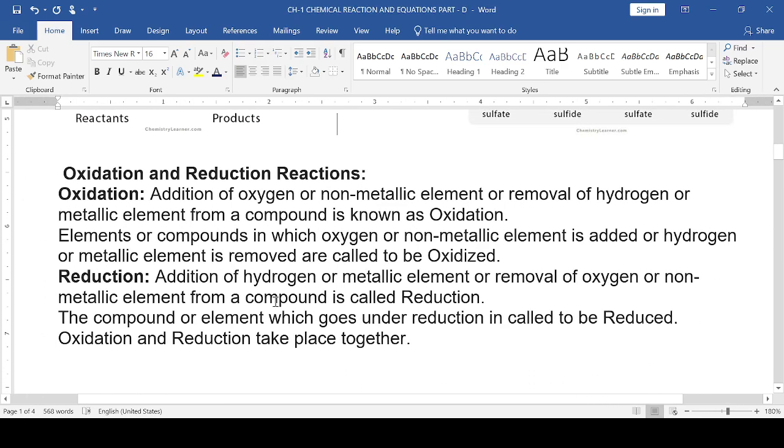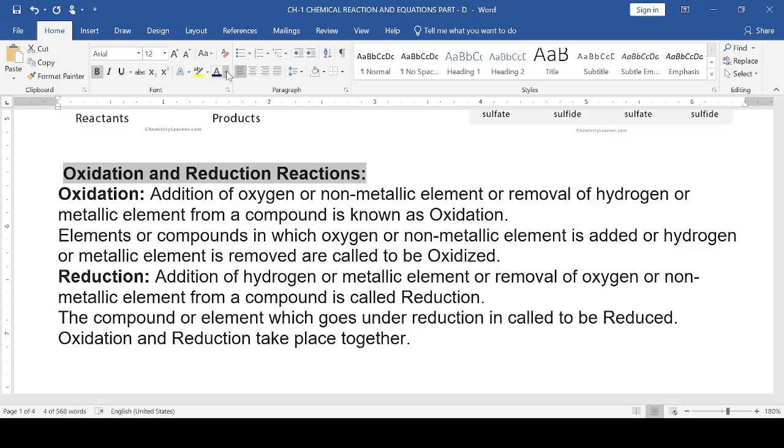Next comes oxidation reactions and reduction reactions. So what do you mean by oxidation? What do you mean by reduction? In the word itself, we can easily recognize and remember: oxidation is adding oxygen. You are adding oxygen or a non-metallic element, or removing hydrogen. Either you remove hydrogen or add oxygen. Removal of hydrogen or a metallic element, or adding oxygen or a non-metallic element to form a compound, we call oxidation.